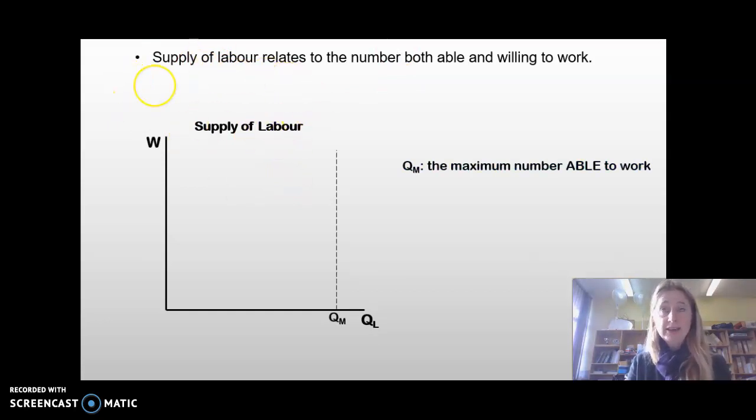If you think about it practically speaking, there is a maximum amount of people who can work at any one time. There's a limit to our population, the limits of the working age population, right? So QN does signify the maximum number who can work. I usually call it QF. If you call it QM, that's not wrong. I put QF, like full, as opposed to maximum. That's fine. The supply of labour.